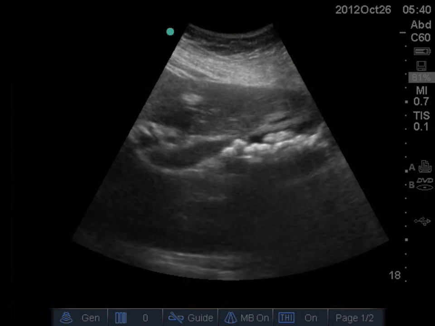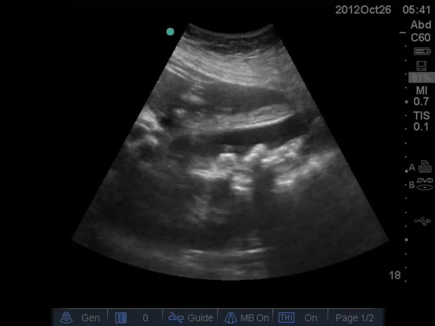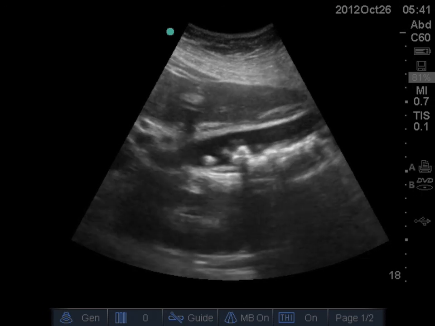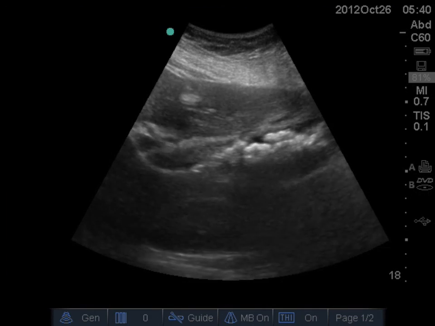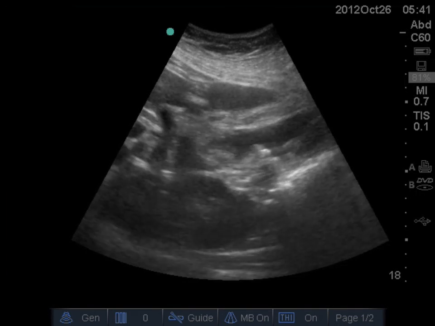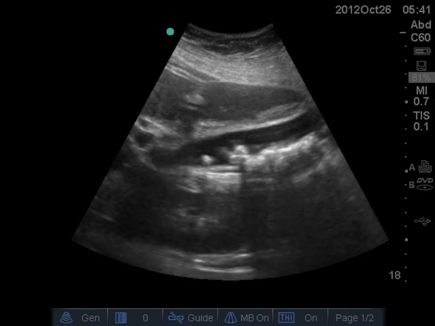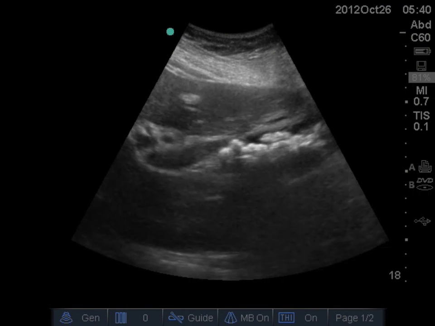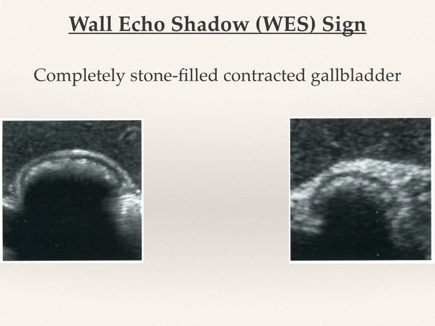Now, sometimes you'll have 1 stone, or sometimes you can get multiple stones, like in the case with this gallbladder. You can actually get so many stones, and you could have a gallbladder that's contracted, that you get something called a wall echo shadow sign. Say what? That's right. You can get a wall echo shadow sign. And the reason that that happens is that you have a gallbladder that's completely stone-filled and contracted around those stones.